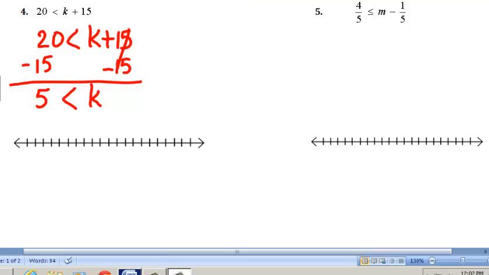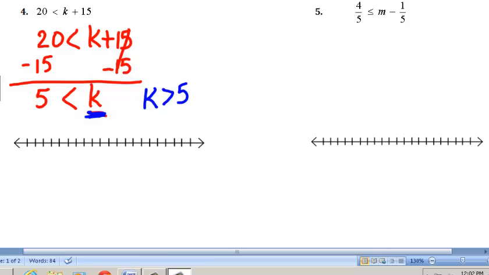So if I have to plot k, then I have to look at 5 is less than k. That means k is greater than 5. So maybe that's what you want to rewrite it as, so that it keeps it straight in your head. These two are the same.